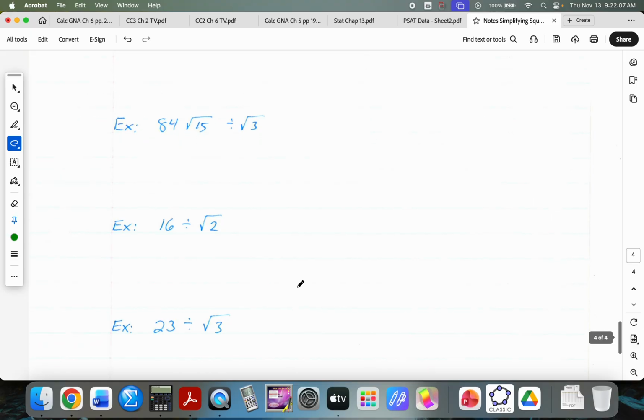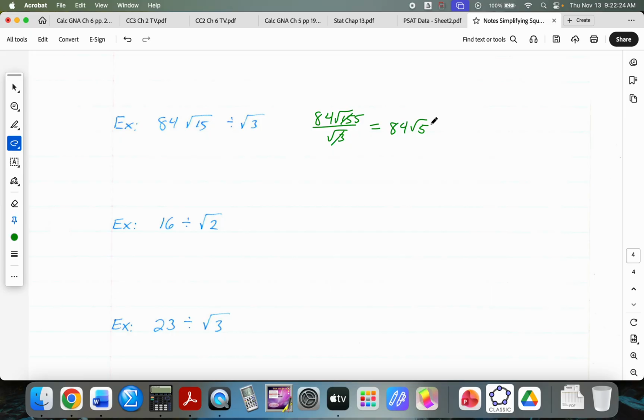All right, how about this one? 84 square root of 5. Three goes into 15 5 times, so we've got 84 times the square root of 5. Those are the simplest type.